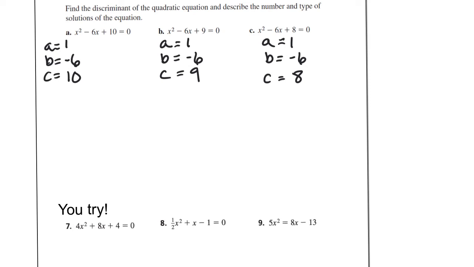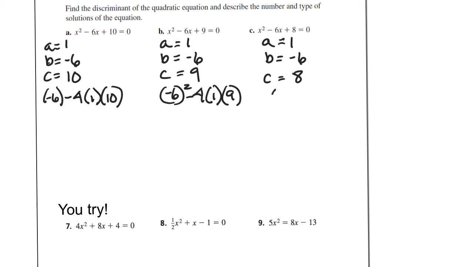Now, the discriminant, remember, is b squared minus 4ac. When we are looking at the discriminant, there is no square root sign. The discriminant is just the part that's inside. So down here, b squared, negative 6 squared, minus 4 times a times c. Here, negative 6 squared minus 4 times a times c, and negative 6 squared minus 4 times a times c. Excuse me, this should have a squared.